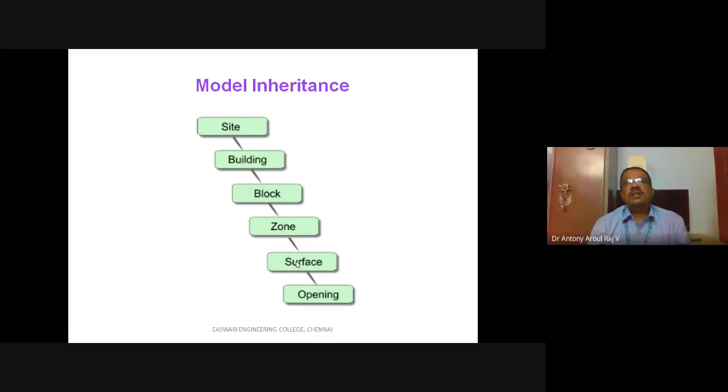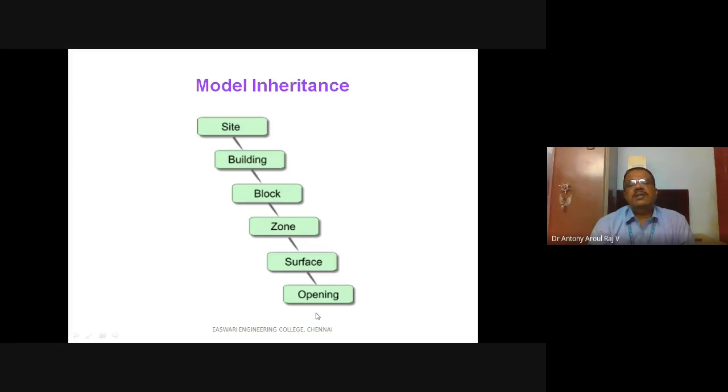So in an east surface, I'll be having the construction, the glass. Okay, construction material, glass, door. I'm telling for example, so all these things may be there. Okay, so this is how you will be having the hierarchy.